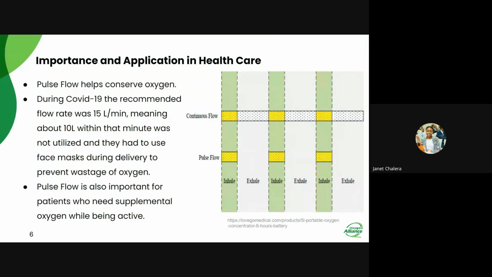So, for example, if we are being given 15 liters per minute, that means that we take in only a third of that air, which is 5 liters, and 10 liters is actually wasted. Therefore, this modality is coming in to mitigate the problem of losing oxygen.